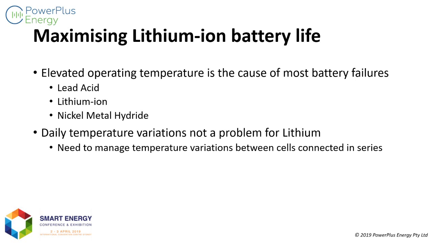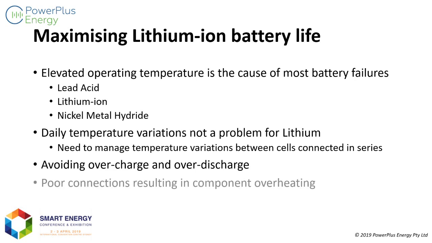What you don't want is a cell on this side and a cell on this side with a temperature gradient, because what you end up with is an unevenly charged battery pack. And you also have to try to avoid overcharging and over-discharging them to stop them from being damaged. Poor connections at some of the key junction points can sometimes cause overheating, and local cell overheating can cause that cell to be damaged as well.